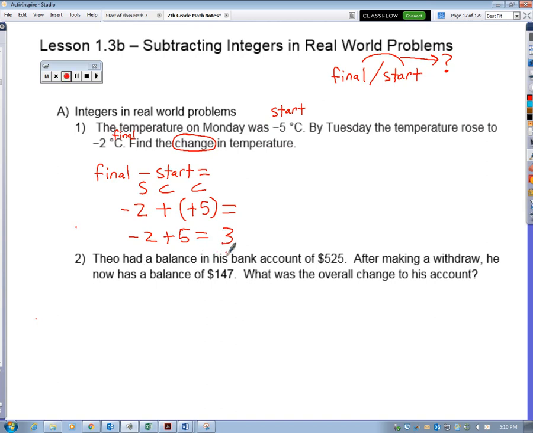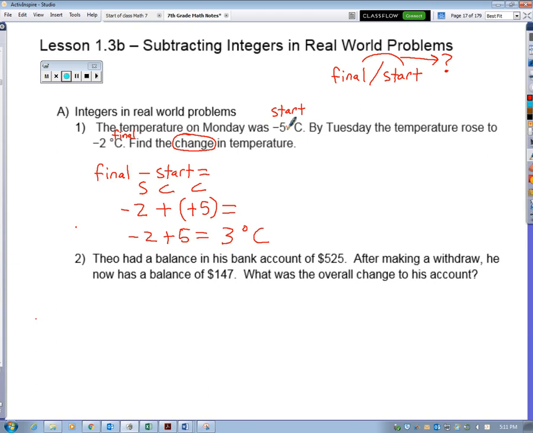And our second step is to decide if it's positive or negative. Since the positive 5 has a bigger absolute value than the negative 2, our answer is going to stay positive. So our answer is 3 degrees Celsius. That's how much it changed. That's what happened from the starting temperature of negative 5 degrees Celsius to the final temperature of negative 2 degrees Celsius. And you can always draw a picture to help you out.